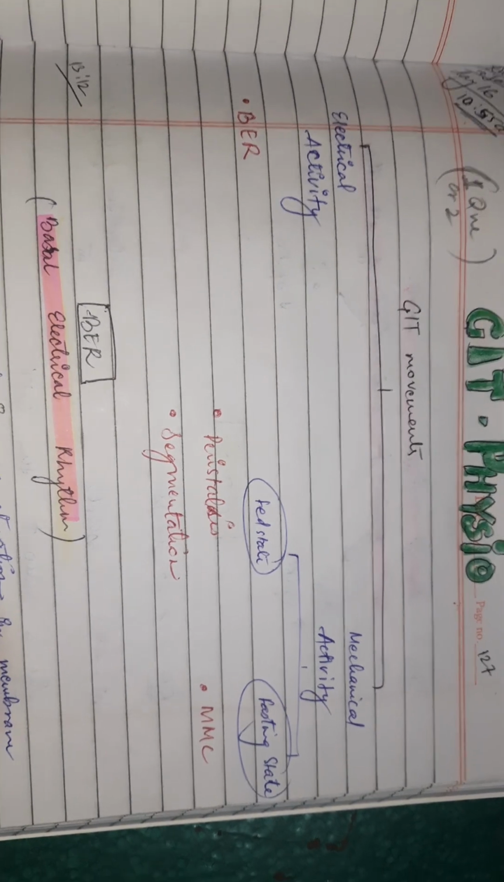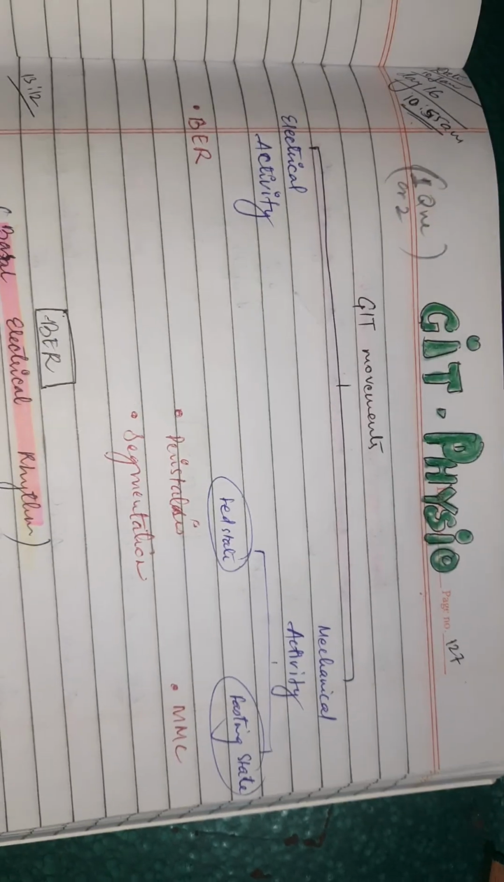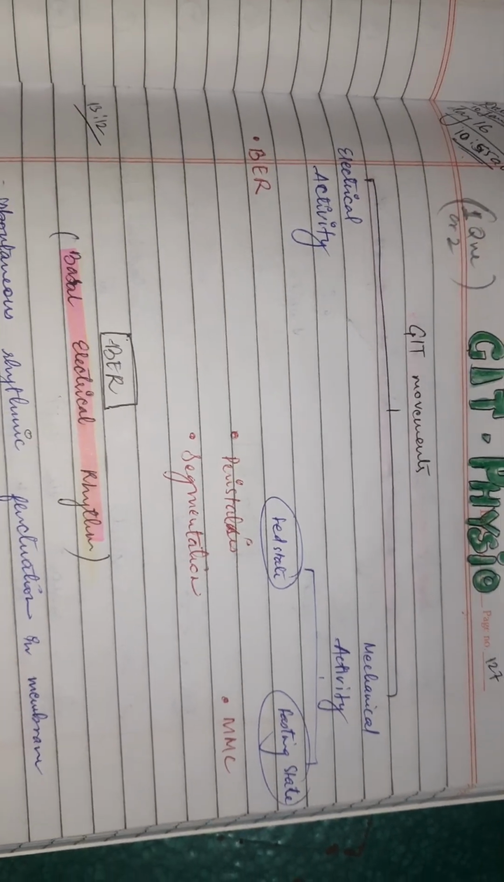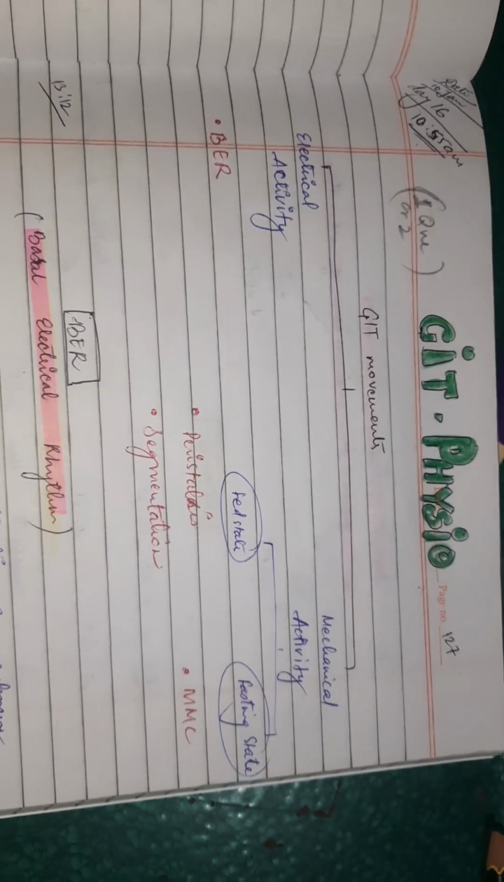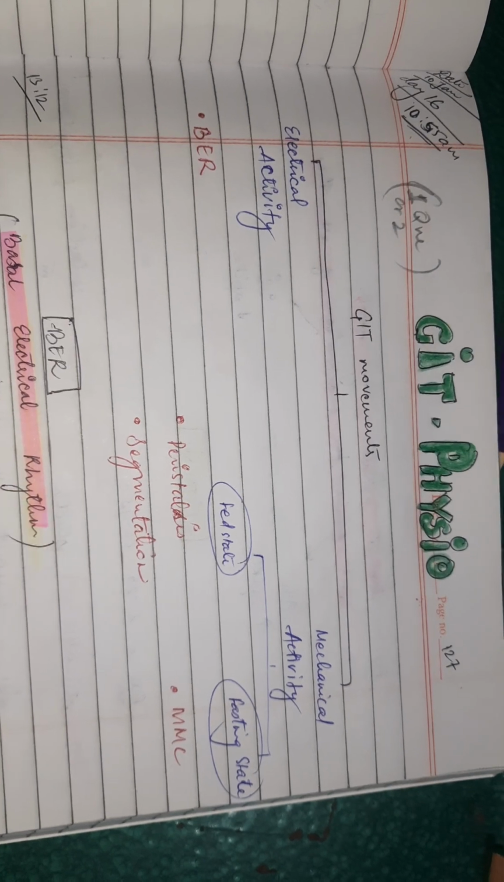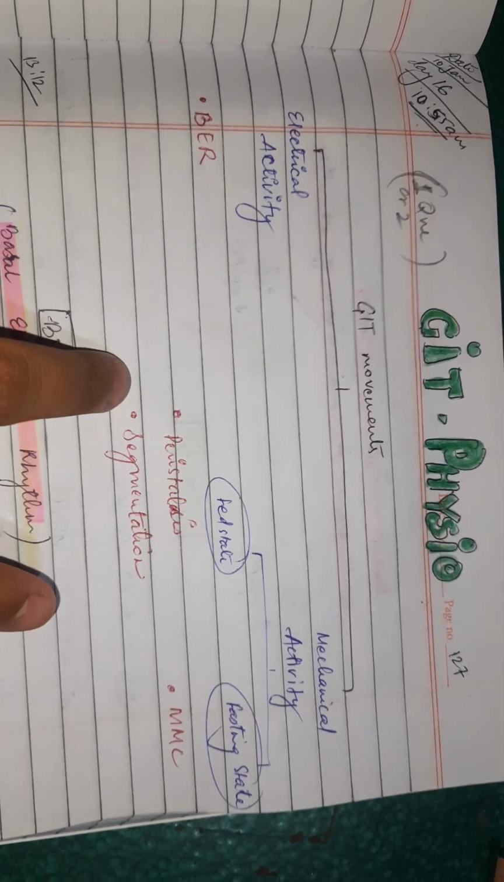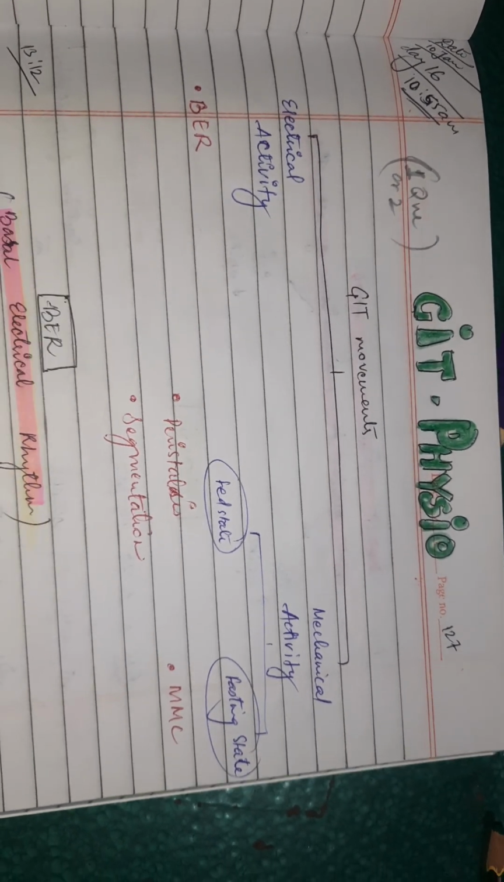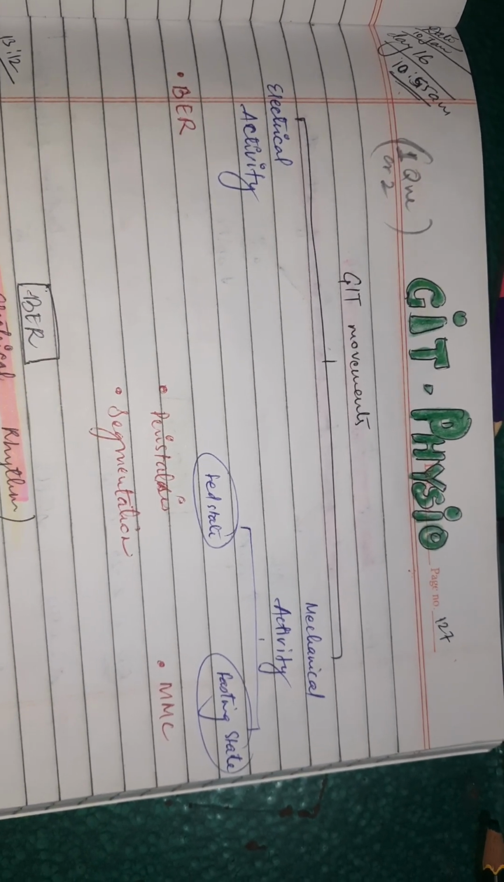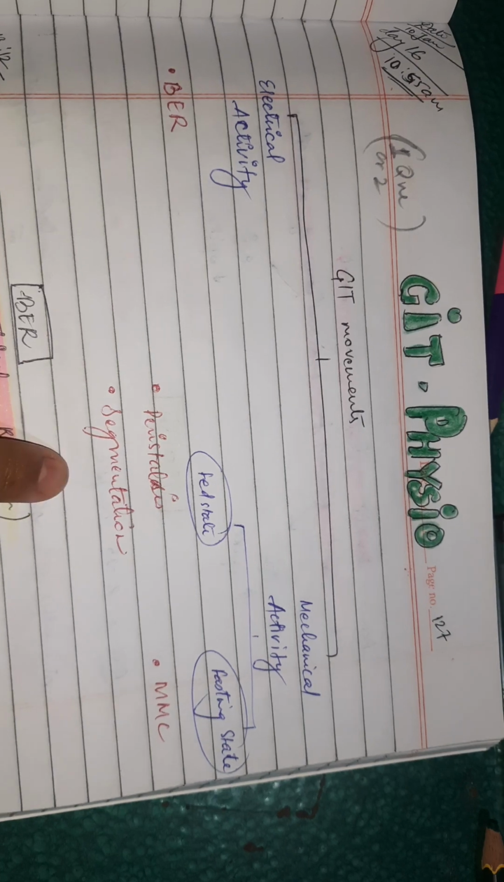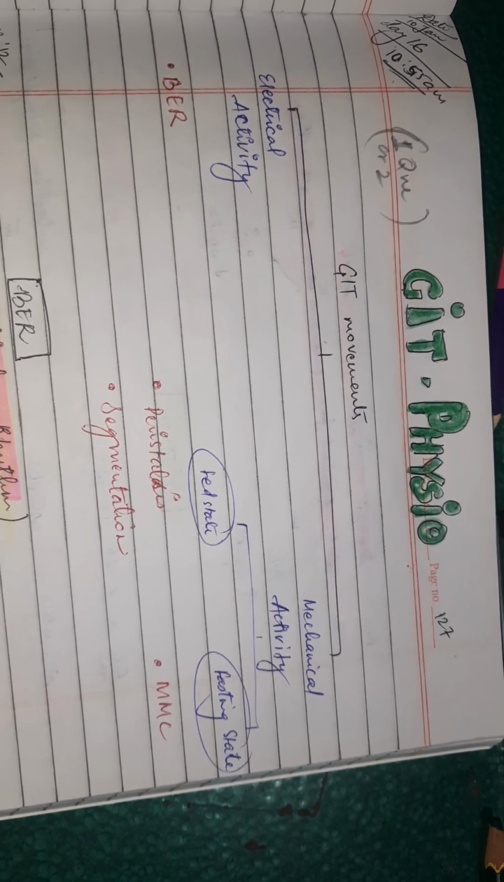GIT movements are of two types: electrical activity and mechanical activity. Electrical activity consists of BER, basal electrical rhythm. Mechanical activity is of two types, seen in the fed state and in the fasting state. In the fed state, peristalsis and segmentation; in the fasting state, MMC. We will see further what MMC is.